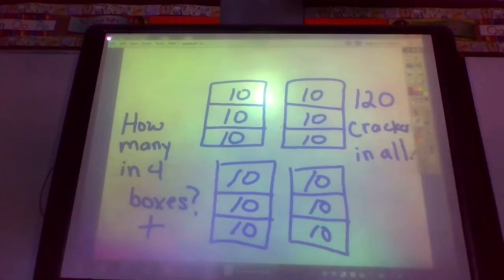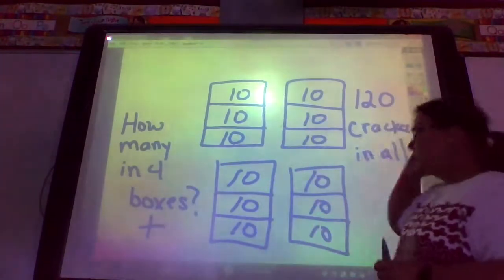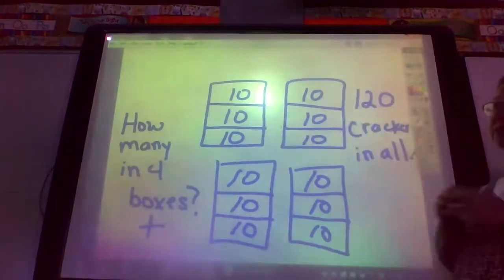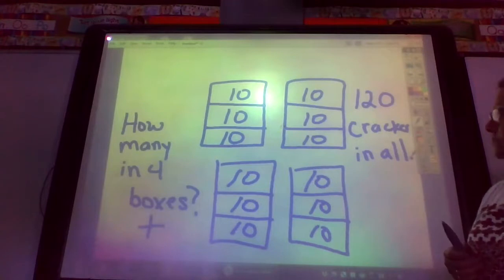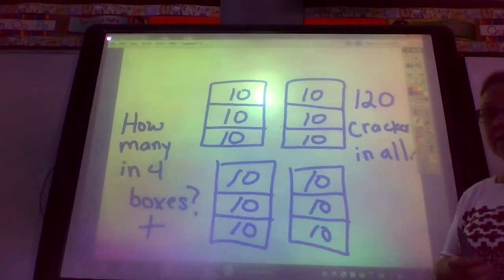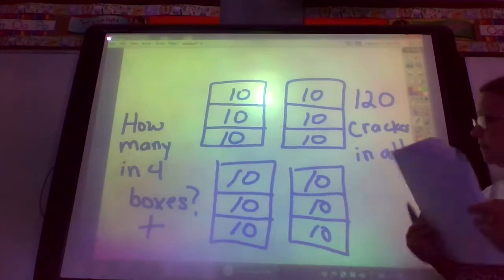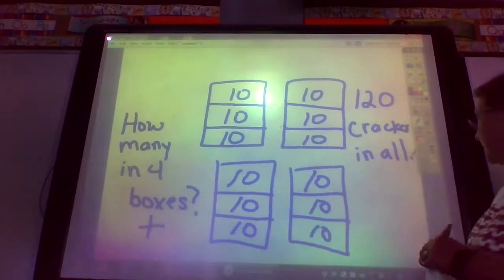So she has 120 crackers in all. I broke it down into my 4 boxes. Each box had 3 areas, and each area had 10 crackers each. I had to add them together or count by my tens to get 120 crackers. Okay, does everybody see that? Some of our application problems are getting to be multiple steps of different things.